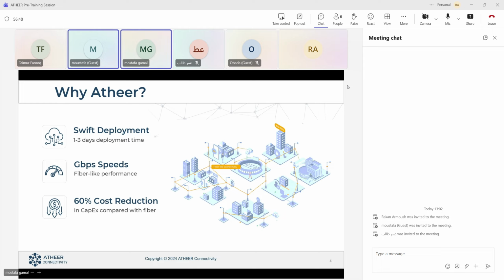خلاص، ما في مشكله. خلاص تيمور, they are asking for a meeting tomorrow inshallah to explain more details about our technology. Okay, good enough. Mustafa, you will be able to manage it? inshallah. Perfect. Good. Okay.